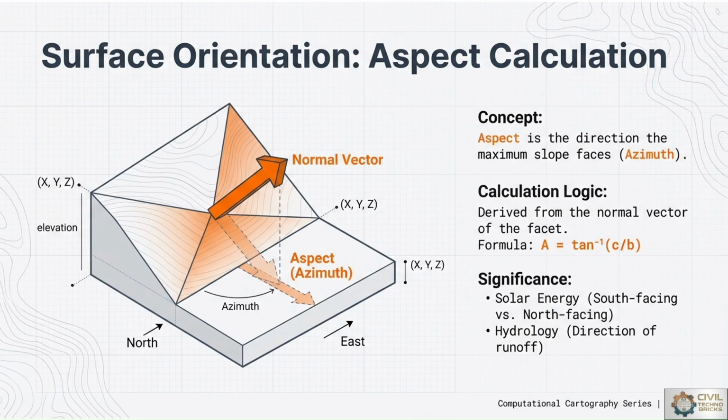Here the directions are given: north, east. With reference to that, we can check the elevation, which gives the aspect calculation. So the calculation logic is defined and derived from the normal vector of the facet. The significance is that for solar energy, south facing versus north facing means the directions are given, or the direction of north is the direction of solar energy radiation, whereas in hydrology it is the direction of runoff, that will be the actual flow path of the water with reference to topography.